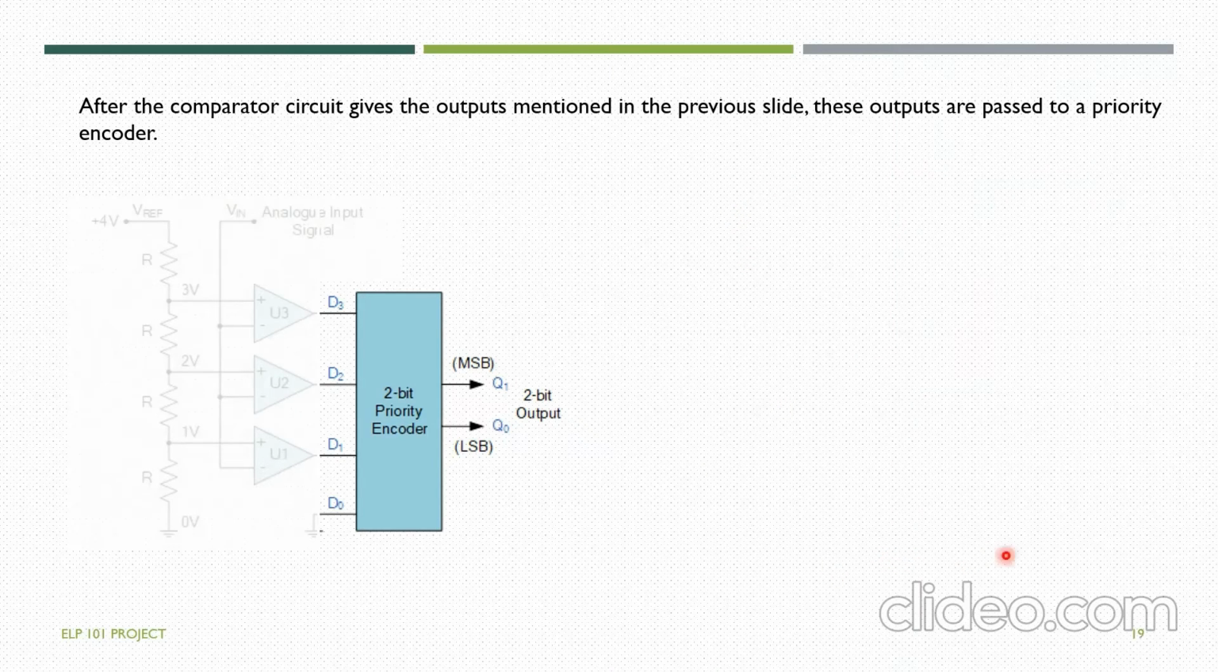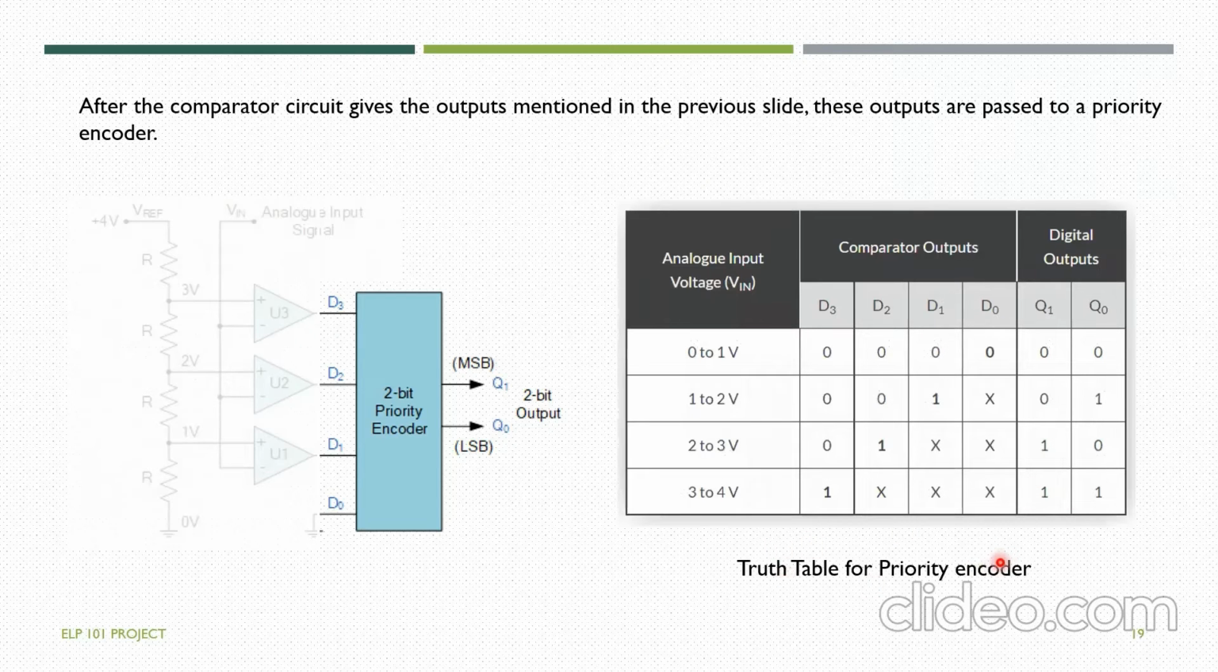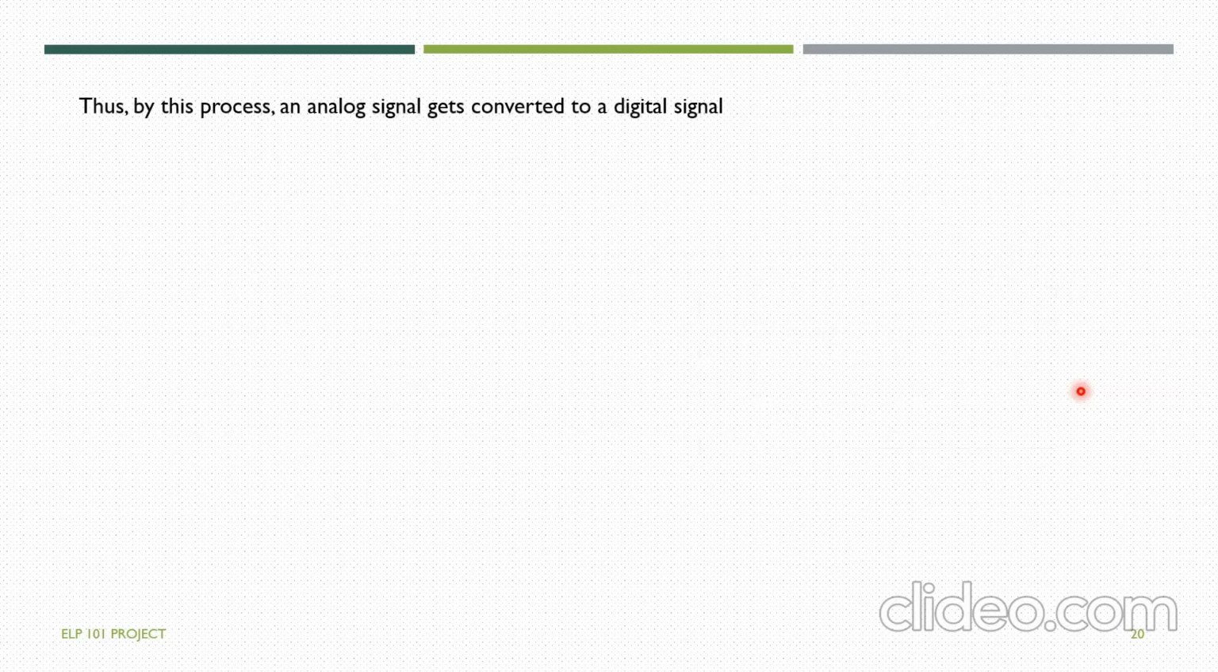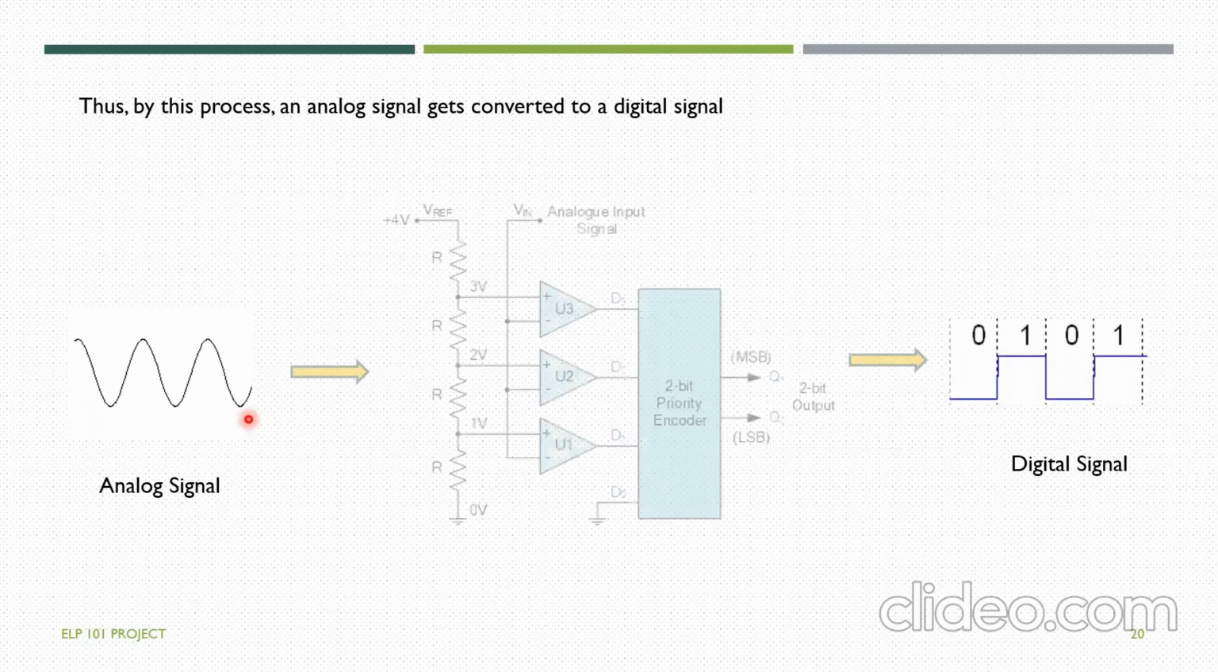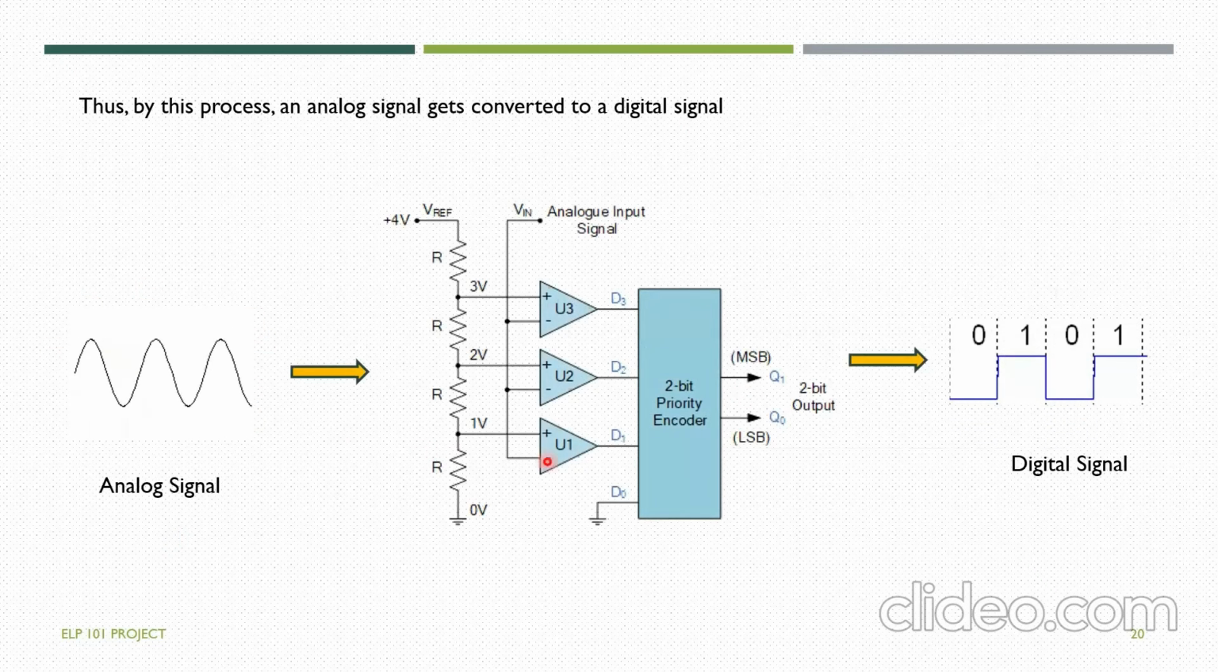This is a truth table for the priority encoder in this particular case, where we're varying the input voltages, and the comparator gives these outputs, and then these outputs are being analyzed by the 2-bit priority encoder, and a digital signal is being computed by this setup. So by this process, an analog signal gets converted to a digital signal. In this way, an analog signal passing through this circuit gets converted to a digital signal.